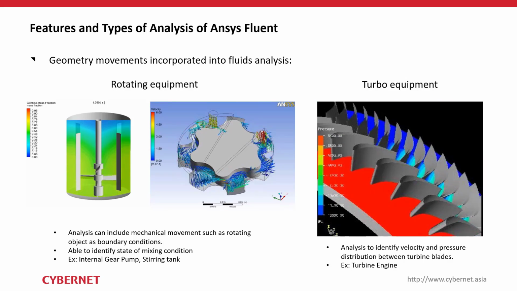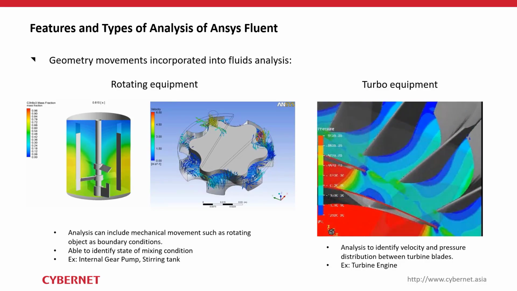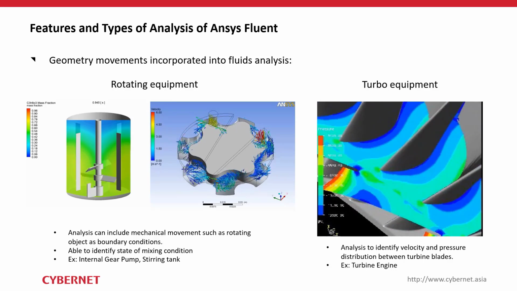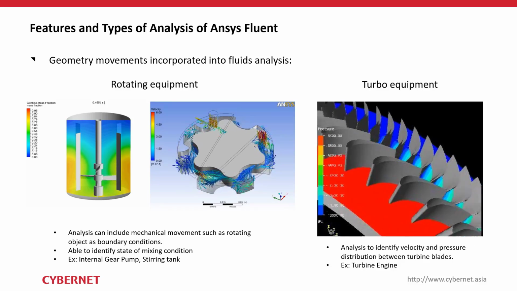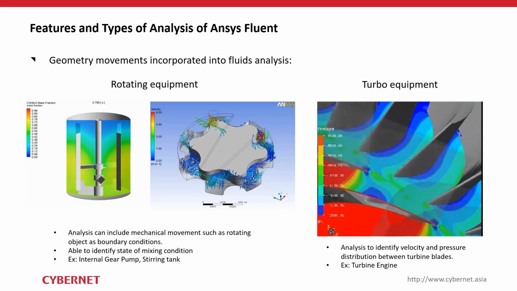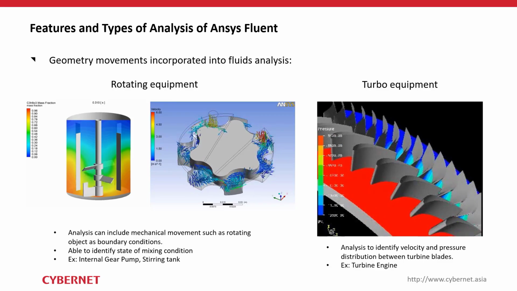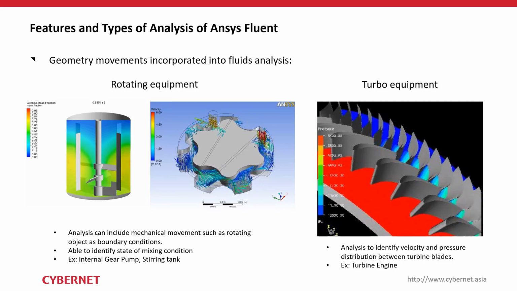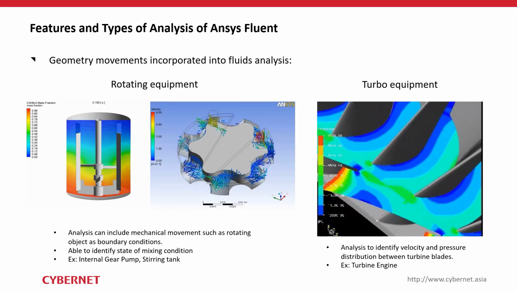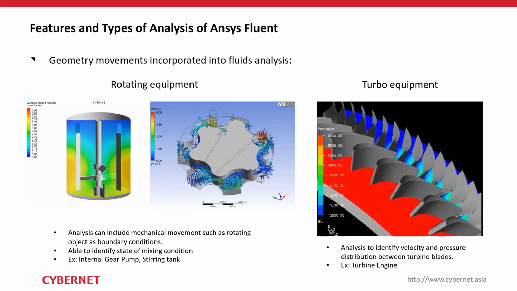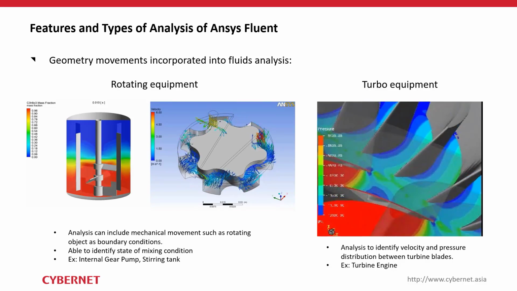It is also very useful in turbomachinery applications, where you can identify things like the velocity and the pressure distribution between the turbine blades, where you can evaluate a phenomenon called cavitation around these turbine blades, which can be very risky when it develops on the turbine blades. Therefore, with CFD, with Ansys Fluent, you can evaluate this firsthand using these capabilities.